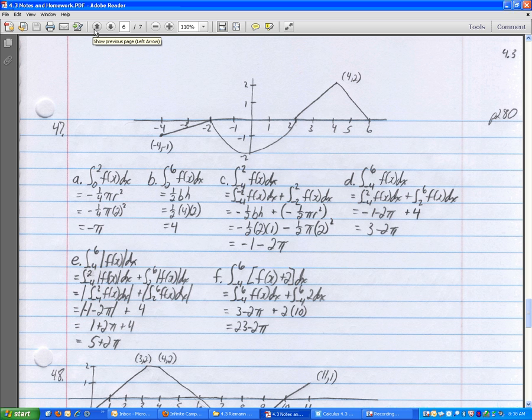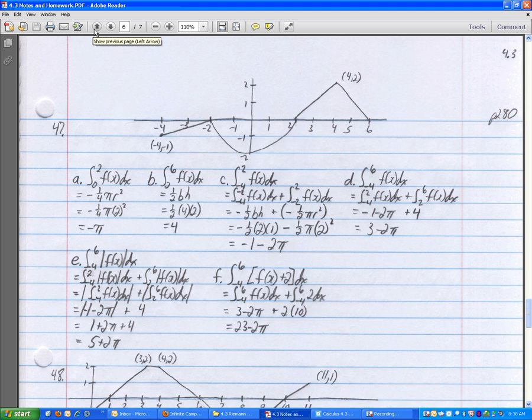All right, on 47, it says the graph of f consists of line segments and a semicircle, as shown in the figure, which I did an awesome job duplicating on my paper. Thank you. Evaluate each definite integral by using geometric formulas.